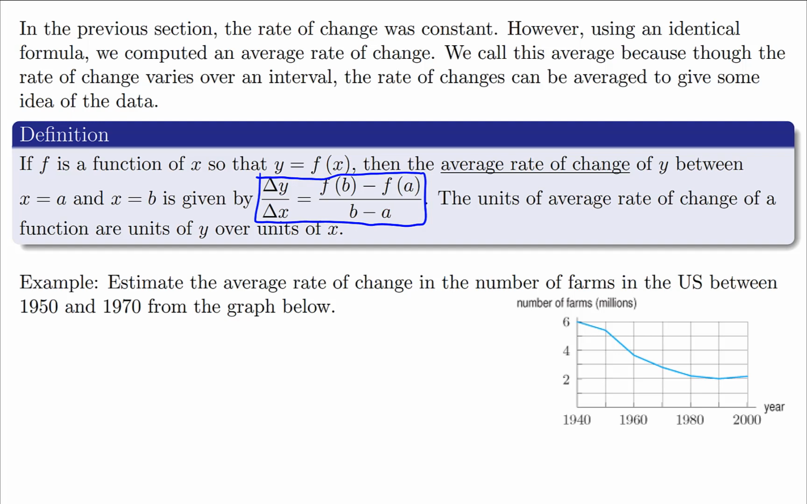Now, when you're doing an average rate of change formula, you will always be given your a and your b. In this case, a is 1950 and b is 1970. The graph here is showing us the number of farms in the US in millions, and we want to look at the average rate of change between 1950 and 1970. Let's just take our best guess and try to estimate on this graph. I'm going to say this number is about 5.4, and I'm simply looking at the height of that point on this graph at the year 1950. And then for 1970, let's say this point is about 2.8.